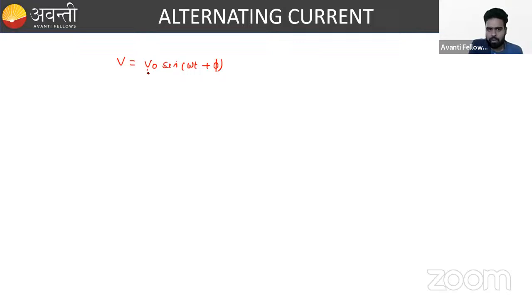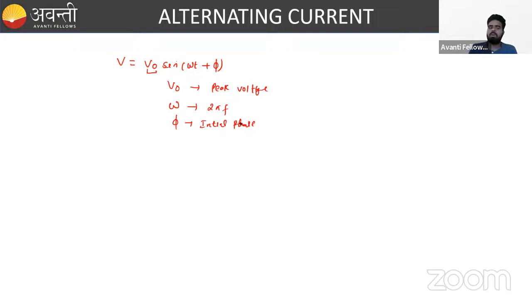Here, what is V naught? V naught is known as the peak voltage, right? Omega is nothing but our angular frequency, and that is also written as 2 pi f. And phi is known as the initial phase, right?